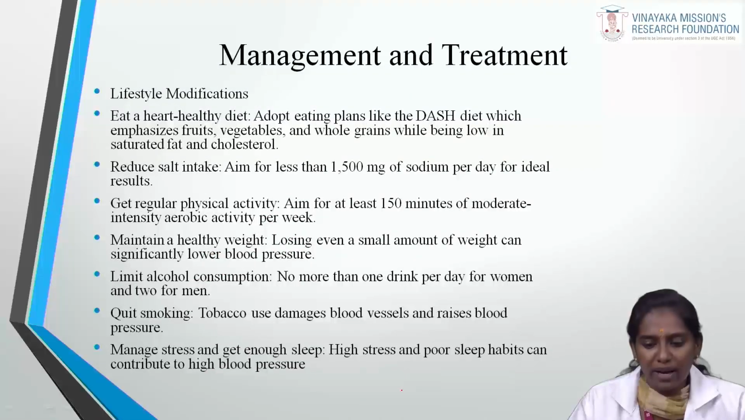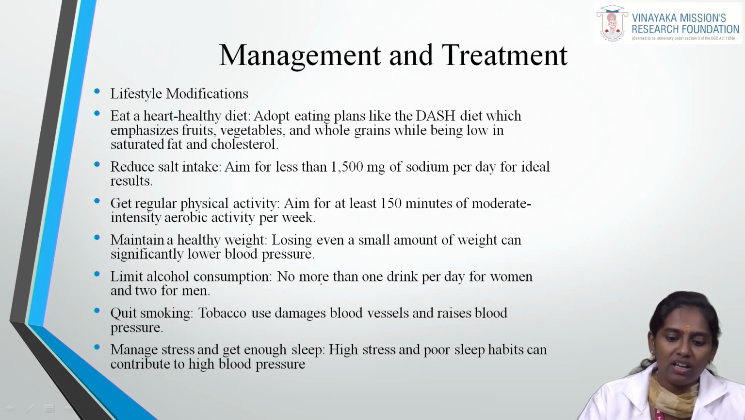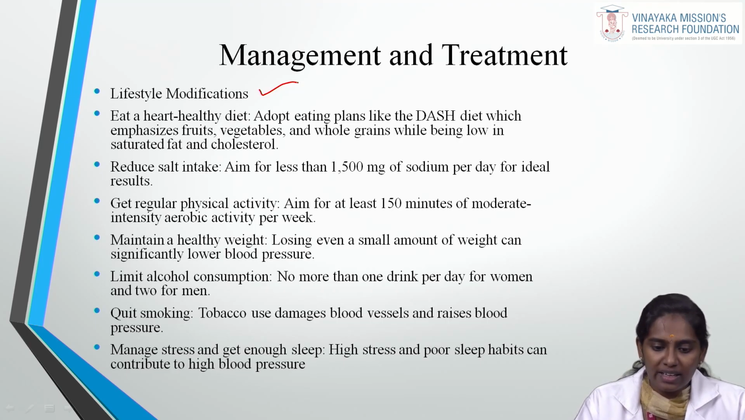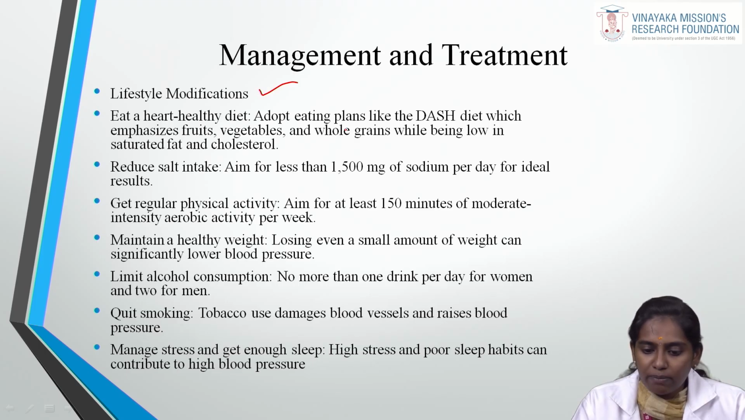Then management. How will you manage and treat hypertension? Lifestyle modifications. Mainly, we have seen before the 10 main things you have to control. If you control those, you can maintain the blood pressure. Then eat a healthy diet. Adopt eating plans like the DASH diet, which emphasizes fruits, vegetables and whole grains while being low in saturated fat and cholesterol. Then reduce salt intake. Aim for less than 1500 milligrams of sodium per day for ideal results.